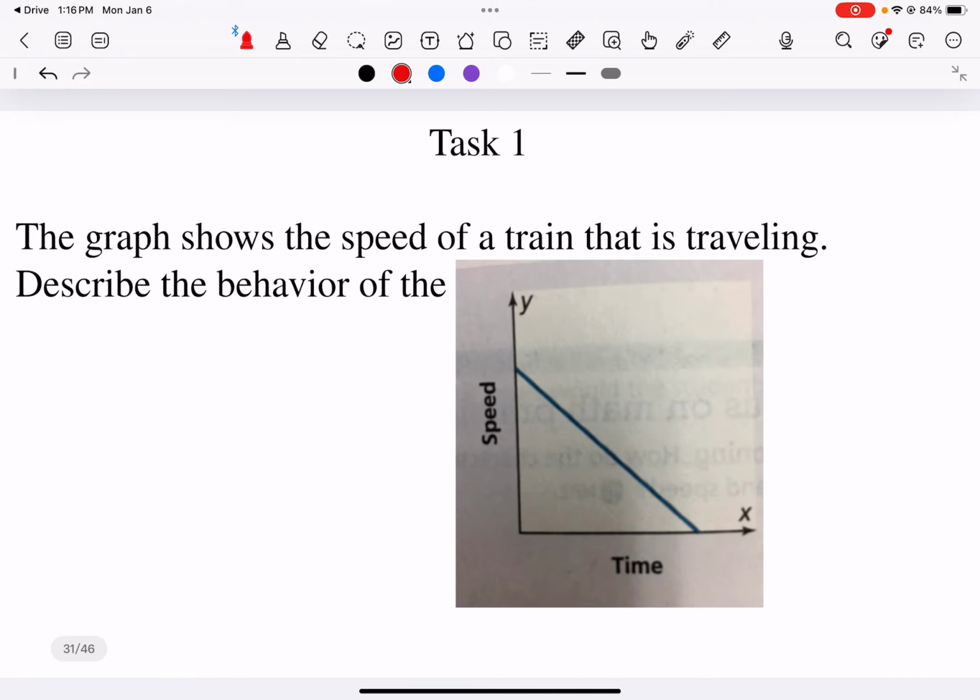The graph shows the speed of a train that is traveling. Describe the behavior of the speed of the train. So there's no numbers, so all we have to say is that the speed of the train is decreasing because our graph is going down from left to right.